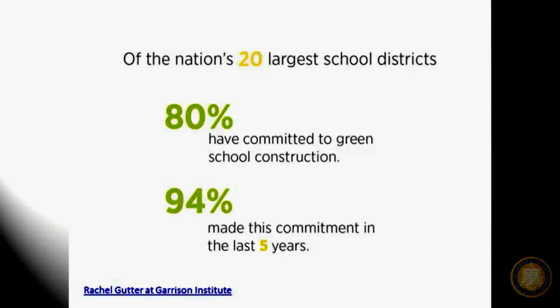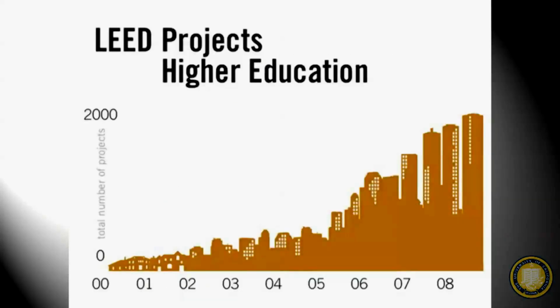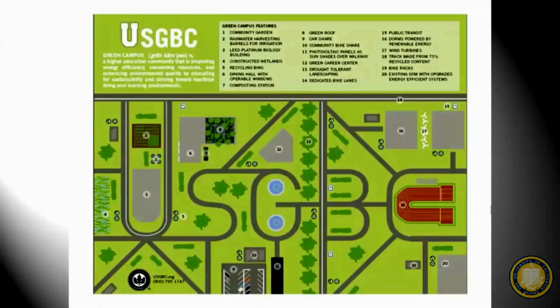So of the 20 largest school districts in the nation, 80% have committed to green school construction, including LA Unified School District and the Chicago School District, lots of major ones, and 95% have made this commitment in the last 5 years. So you can see just how much of a catalyst has been happening in this area. And here we have LEED projects in higher education. They're on the rise also.